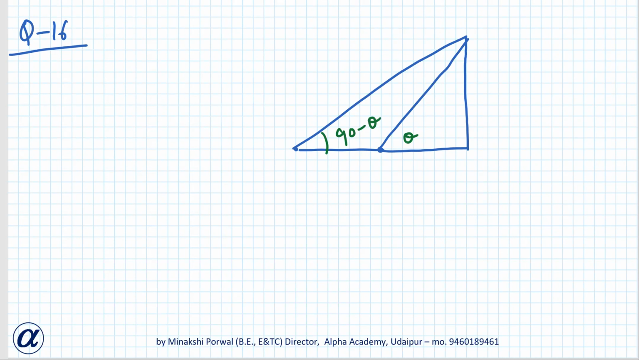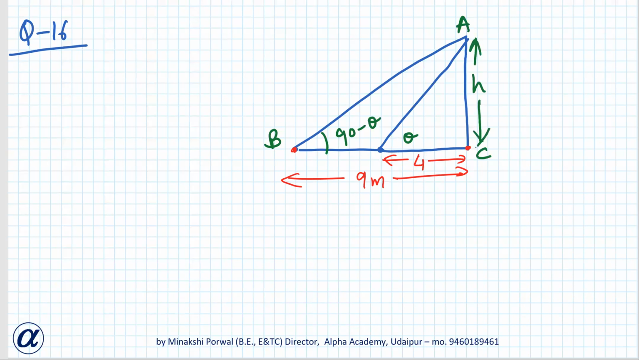If one angle is theta, we don't know theta, the other angle will be 90 minus theta. It is said that the distance from the foot is 4 meters, and the distance of this place from the foot of the tower is 9 meter. A, B and C. We have to find the height of the tower, and in fact we have to prove that the height of the tower is 6 meter. So first thing we are going to do, let me complete this question.